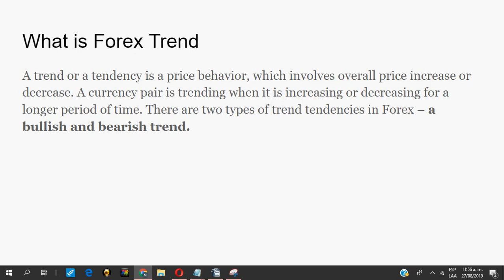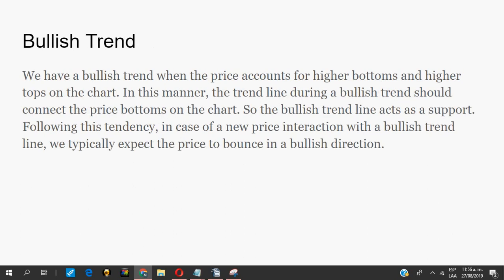There are two types of trend tendencies in Forex: a bullish and bearish trend. What is a bullish trend? We have a bullish trend when the price accounts for higher bottoms and higher tops on the chart. In this manner, the trend line during a bullish trend should connect the price bottoms on the chart, so the bullish trend line acts as a support. Following this tendency, in case of a new price interaction with a bullish trend line, we typically expect the price to bounce in a bullish direction.